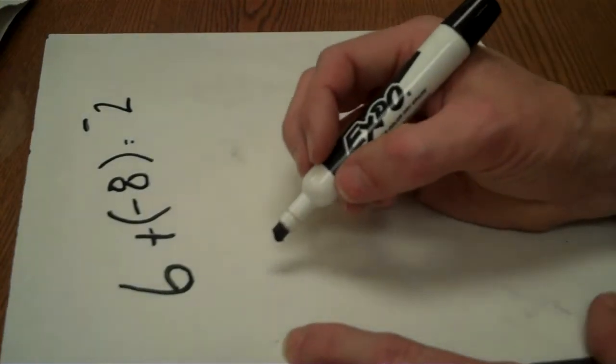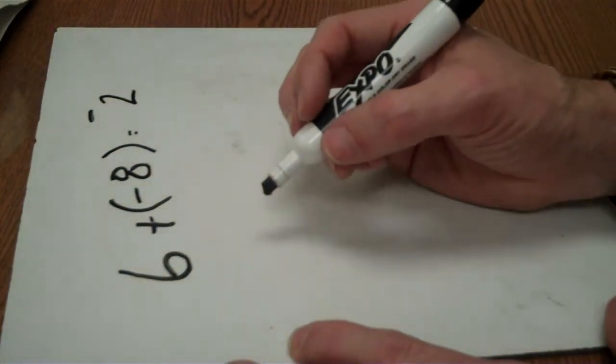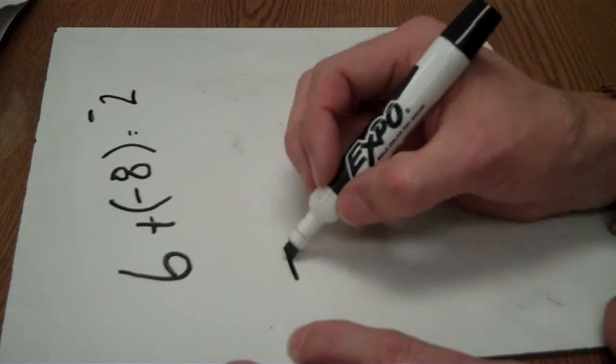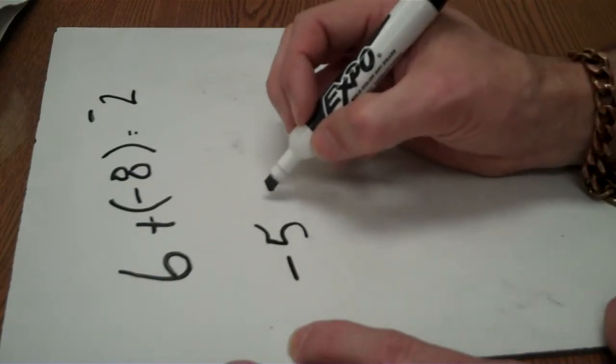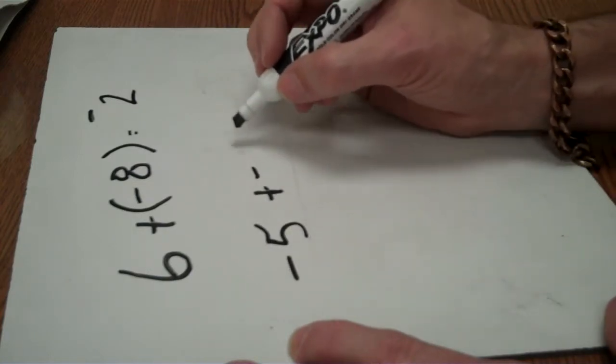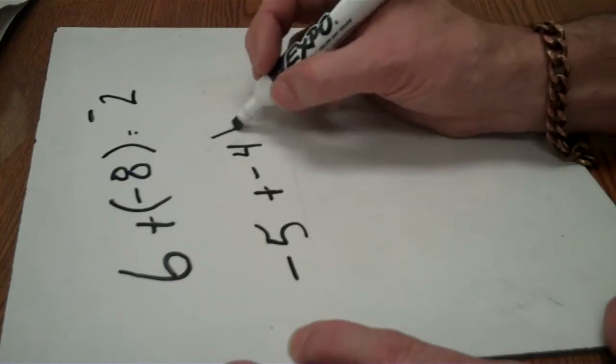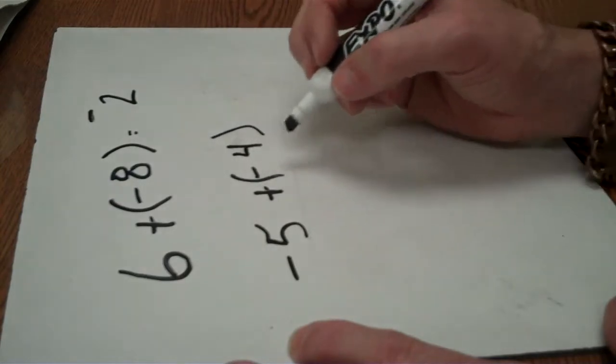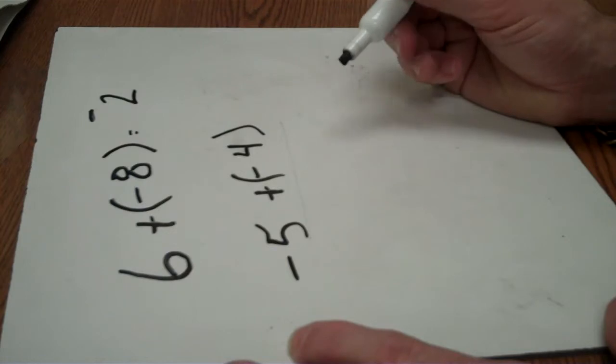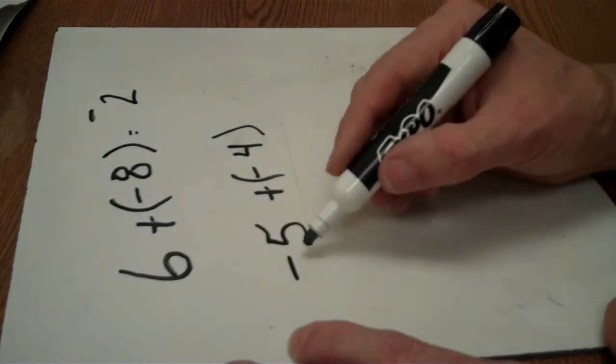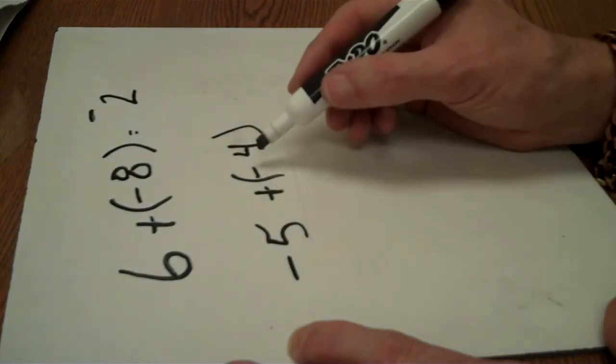Okay, so let's do another one real quick. Negative 5 plus a negative 4. And the negative 4 is going to be in parentheses. First thing I discover, are the signs the same or different? They're the same, so I add.